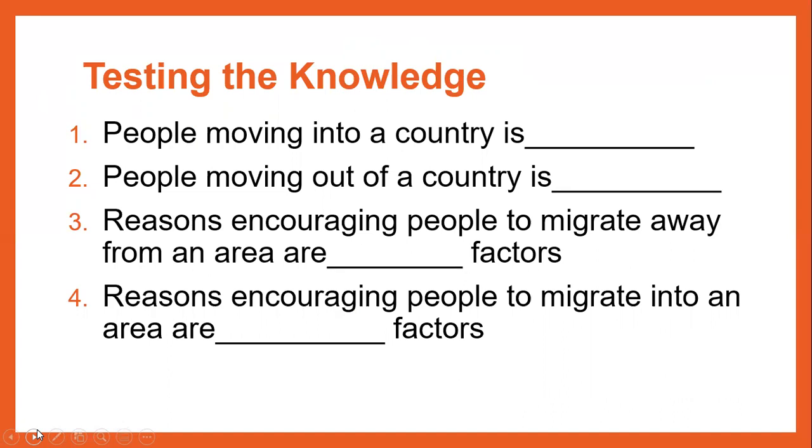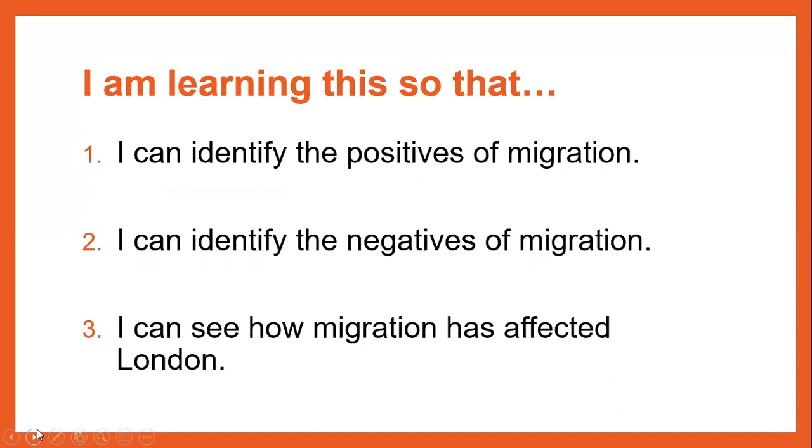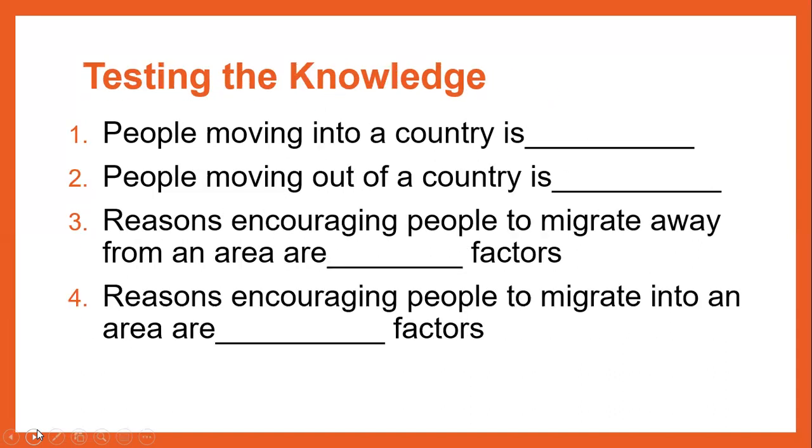Okay, let's go through the answers then. So people moving into a country is immigration. Number 2, people moving out of the country is emigration. Reasons encouraging people to migrate away are push factors, and reasons encouraging people to migrate in are pull factors.